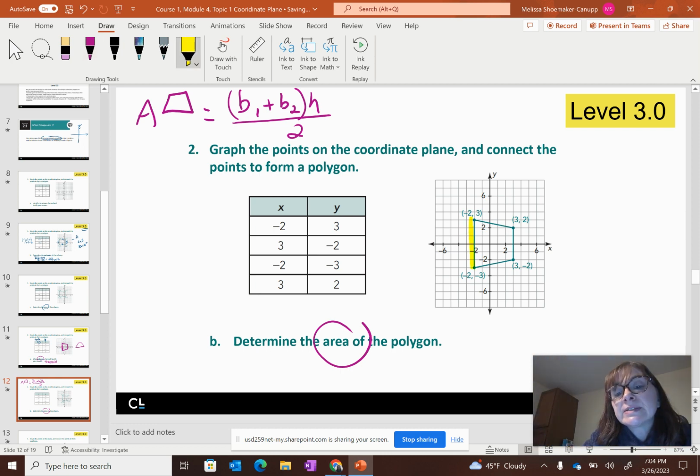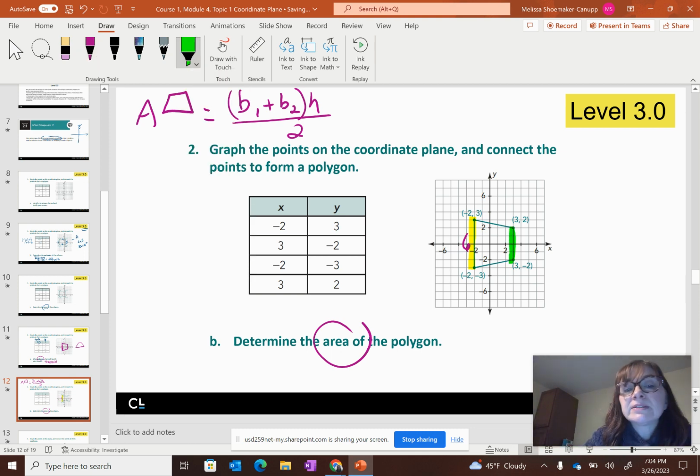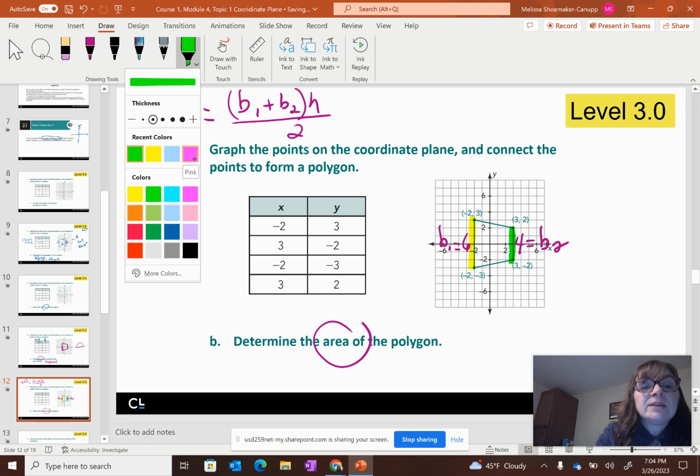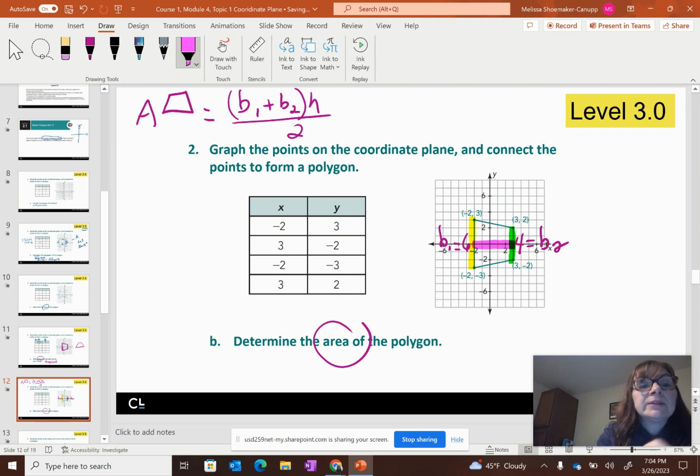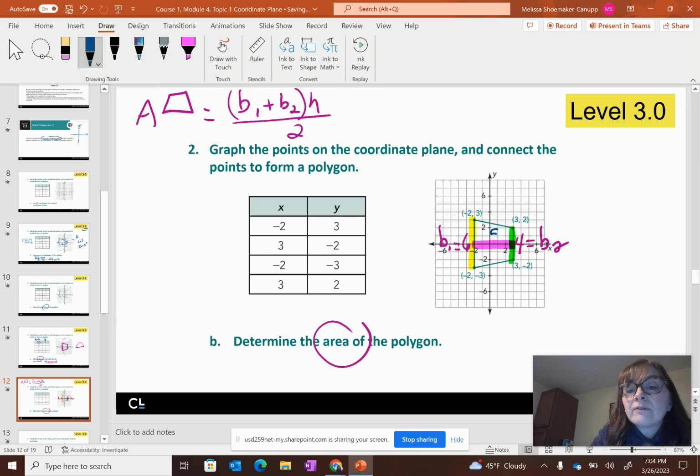If I were to turn this on its side, it would be sitting on this. So this is one of the bases. It's 1, 2, 3, 4, 5, 6. This over here is the second base, or the top. 1, 2, 3, 4. So that equals base 2, and this equals base 1. The height, the last thing that we need to find, is how tall is it? I can literally just count straight across there. 1, 2, 3, 4, 5 equals the h.